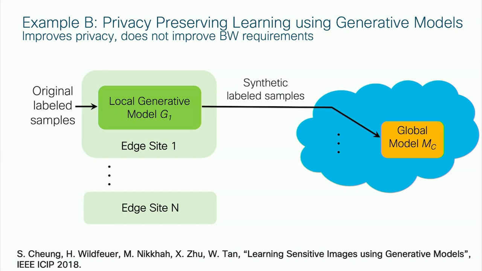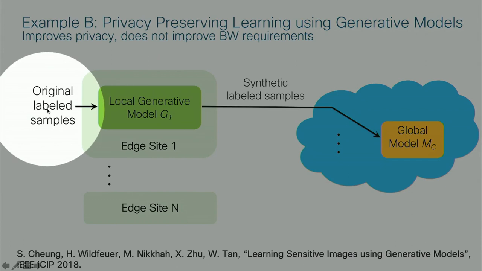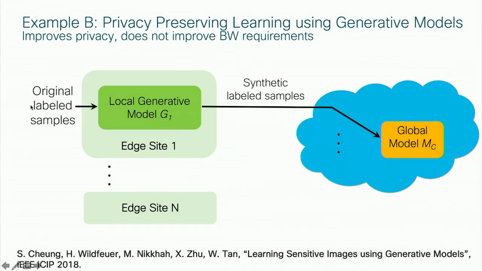So the idea comes up: can we take our original labeled data and make some synthetic labeled samples which capture the key features of the original data so that we can use it for machine learning, but don't actually convey any of the private information? Okay? And to do that, the idea is, can we make a local generative model that will take these original labeled samples and create the synthetic samples that then could be used in the cloud for the training?